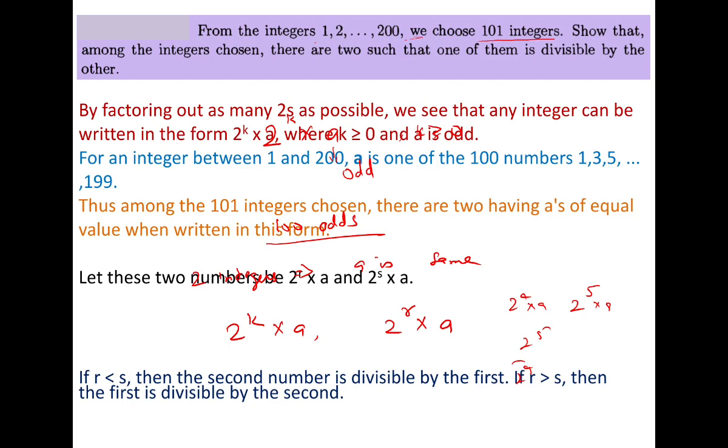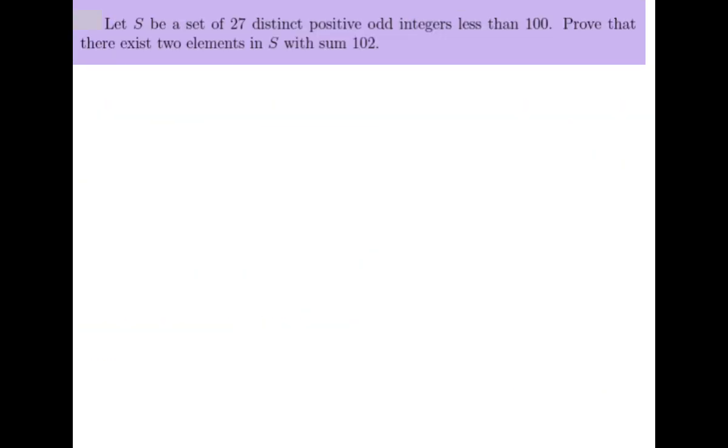Let's try one more question. Let S be a set of 27 distinct positive odd integers less than 100. Prove that there exist two elements in S whose sum is 102. So to begin with, try to see the different combinations of distinct odd integers having sum 102.